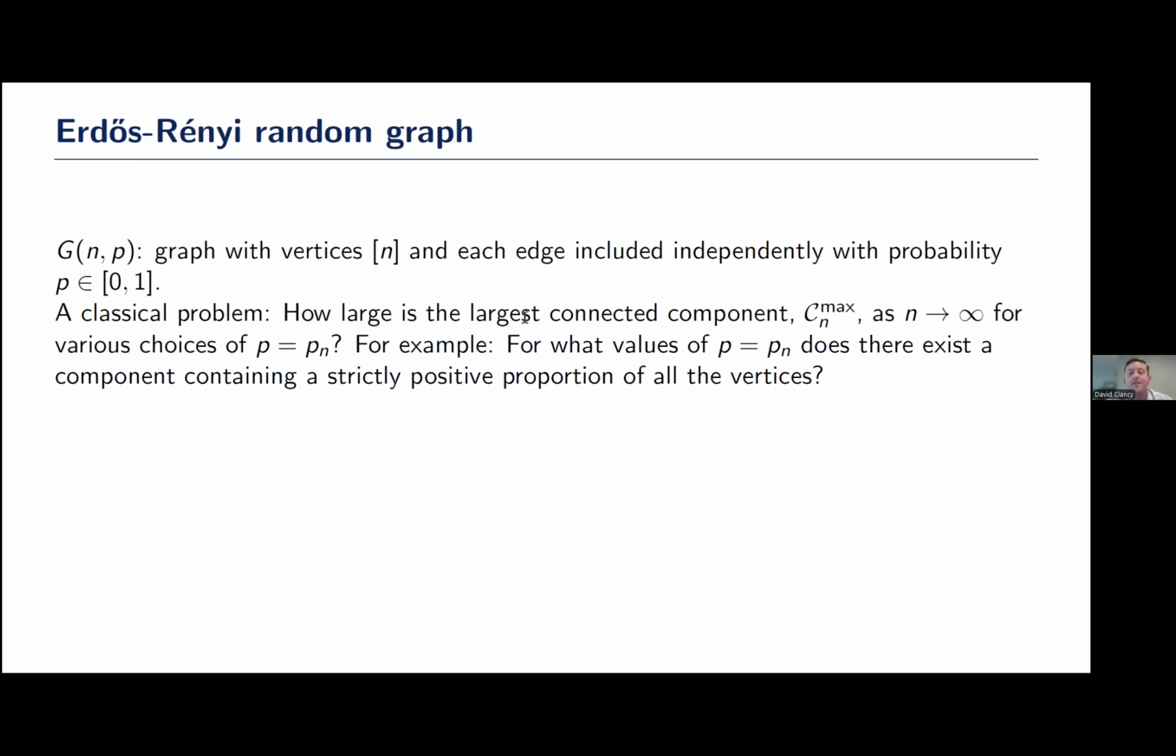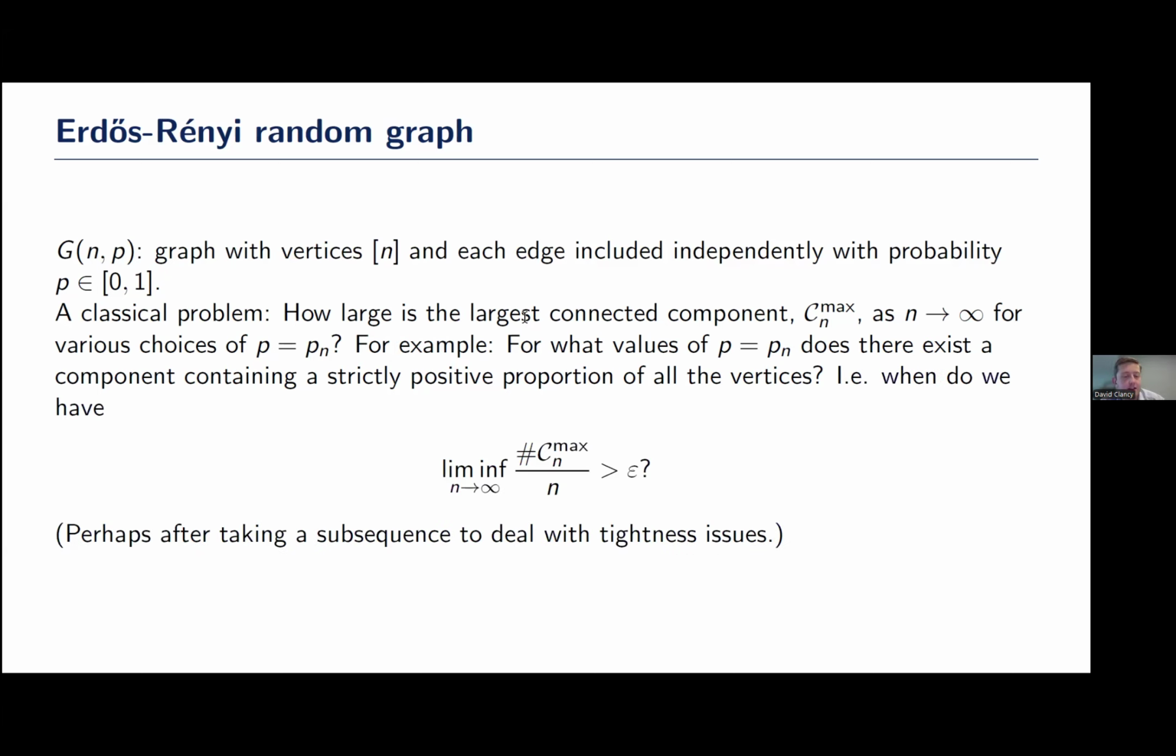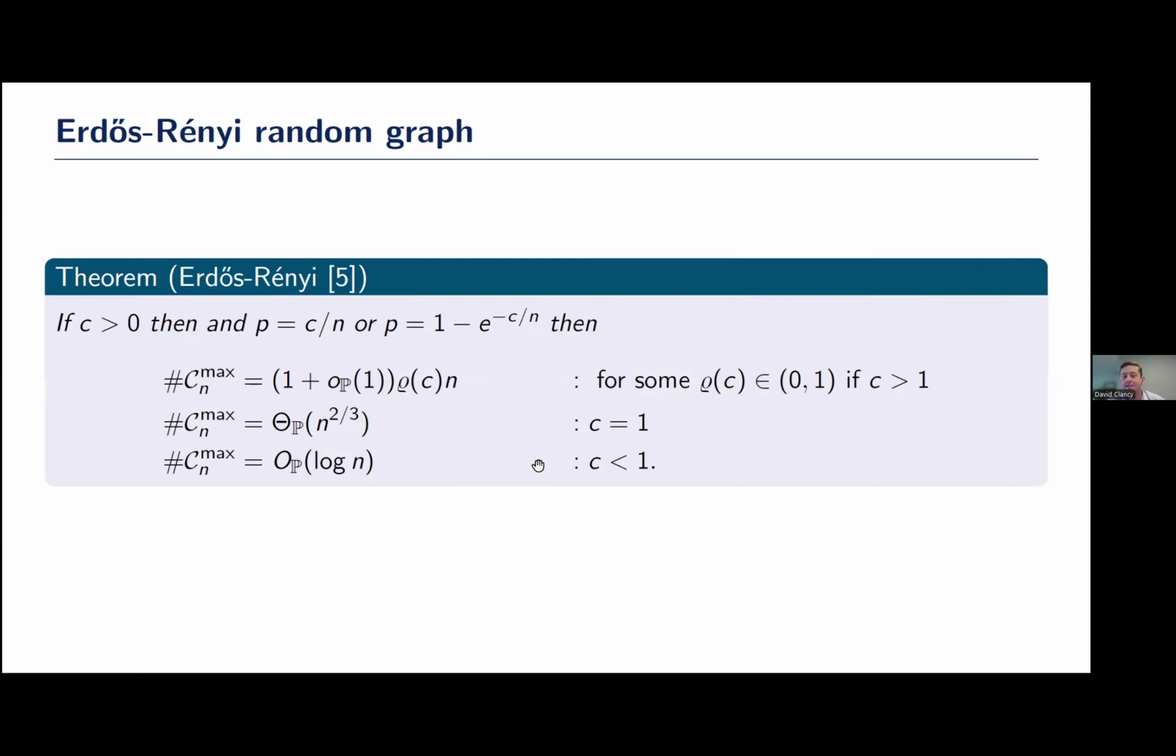So for example, for what values of p_n does there exist a component containing a strictly positive proportion of all the vertices? And more mathematically, we would write this as: when do we have something of the form the lim of the number of vertices over n is bigger than epsilon, perhaps after taking some subsequential limit to deal with some tightness. Right? So this fraction is always going to be tight. So subsequential limits would always exist. And this is well known.